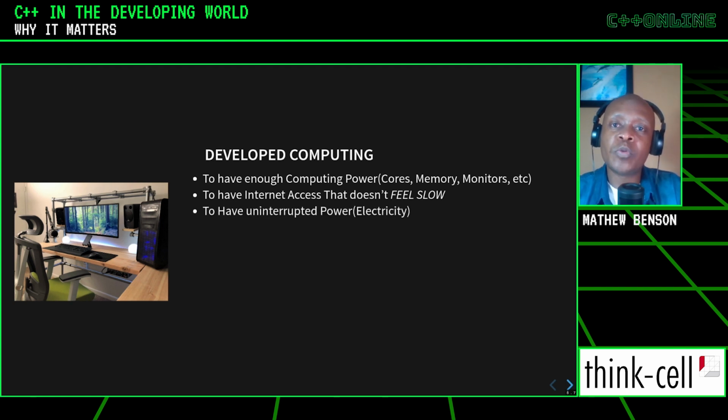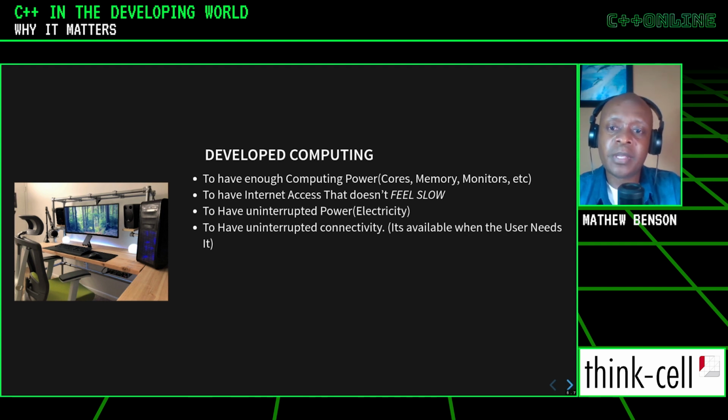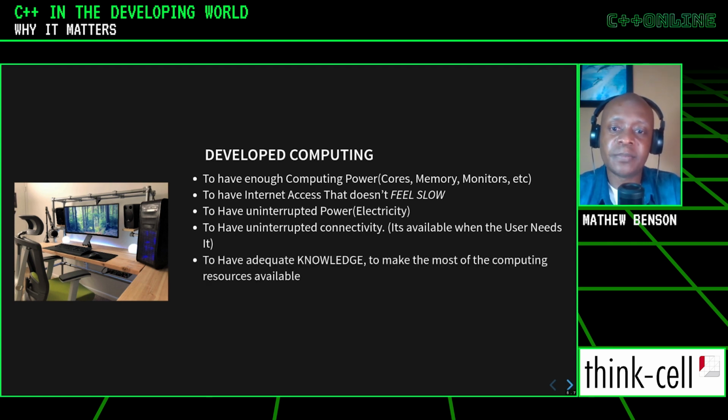Of course, there's no computing without power, but you do need to have uninterrupted power. No brownouts, no blackouts, just power when you need it. And to have uninterrupted connectivity. This is slightly different to having slow internet. You can have a good quality but slow connection, or you can have a very fast connection, but it's intermittent. It's here today, gone tomorrow. But to be developed is to not have to worry about any of these things.